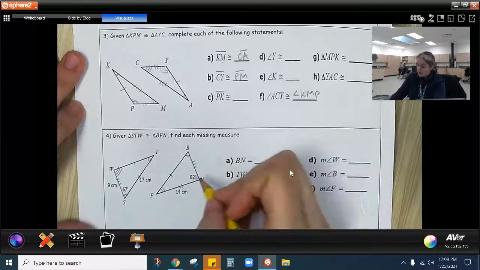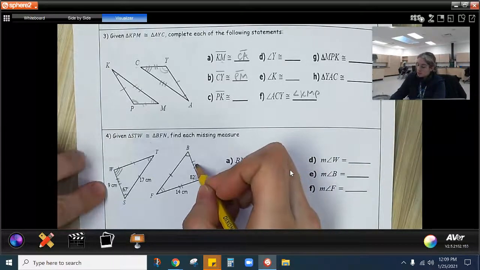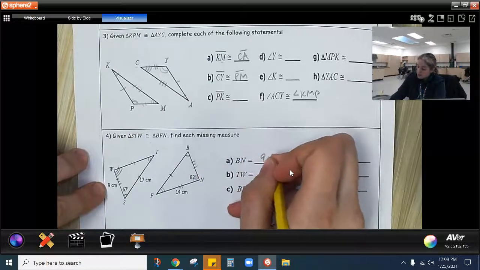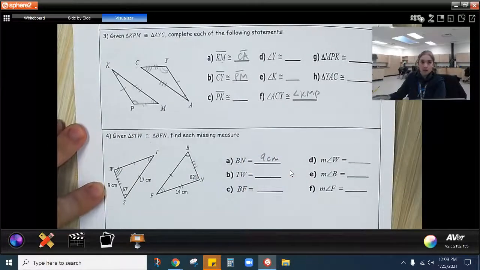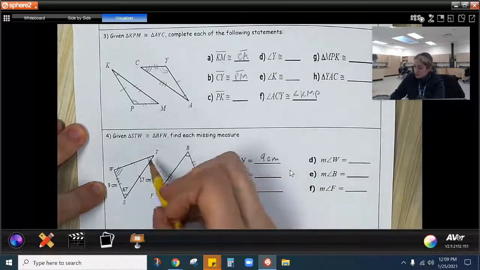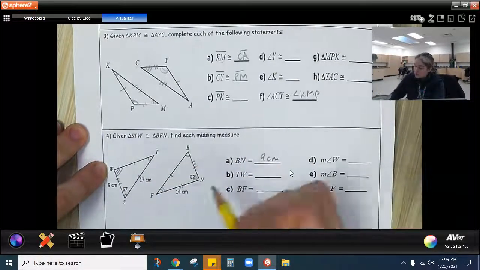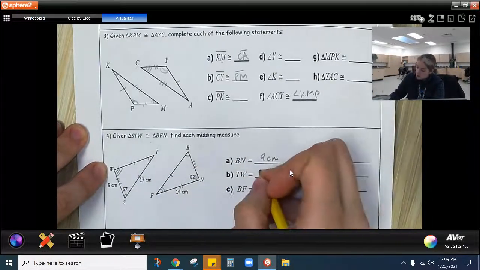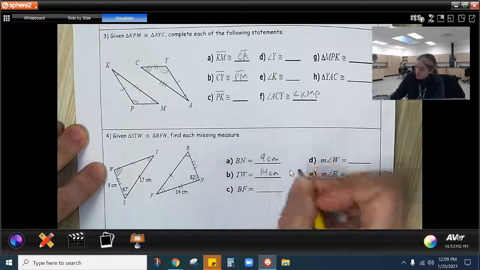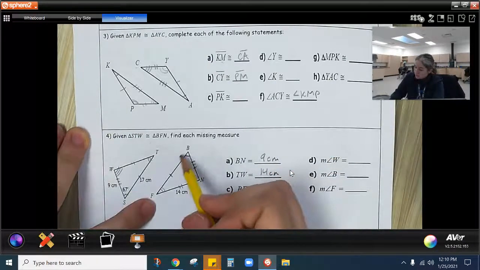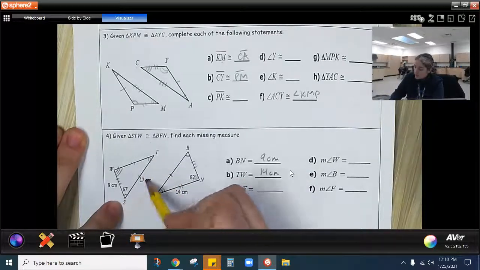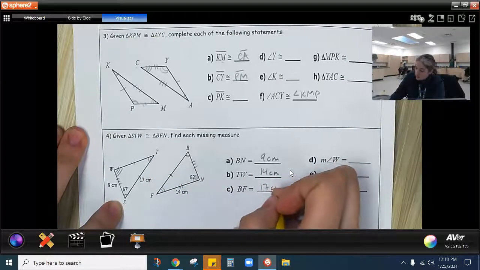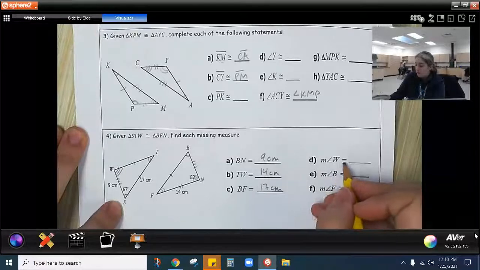So BN, for example, it's got 3 tick marks. That corresponds to 9 centimeters. If you know it, mark it. TW has 2 tick marks. It corresponds to FN, which has 2 tick marks, so it's 14 centimeters. BF has 1 tick mark. It corresponds to ST, which is 17 centimeters.